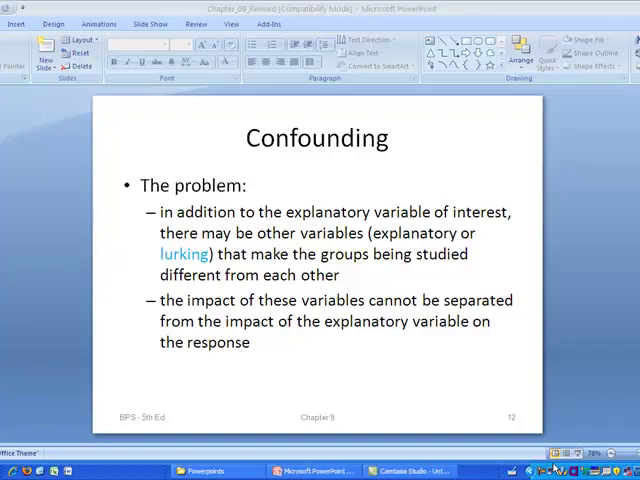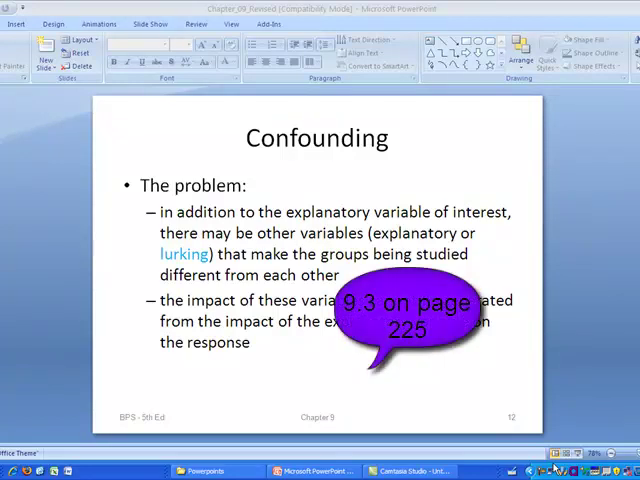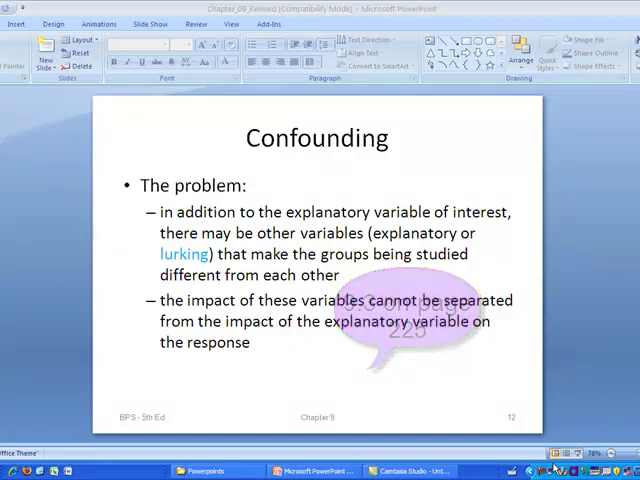Let's say a common definition of binge drinking is 5 or more drinks at one sitting for men and 4 or more for women. An observational study finds that students who binge have lower GPA than those who don't. Can you suggest some lurking variables that may be confounded with binge drinking? The possibility of confounding means that we can't conclude that binge drinking causes lower GPA. So this is problem number 9.3 on page 225. So what do you think?